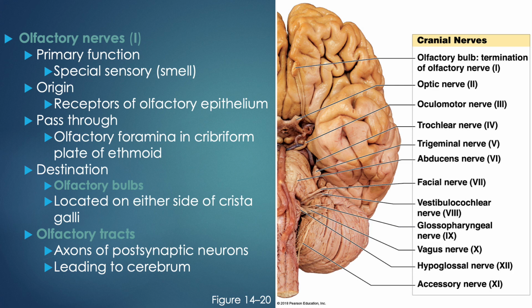So this is cranial nerve 1. The primary function of the olfactory nerve is for smell, right? This is a special sense, and it originates in the receptors of the olfactory epithelium. So it'll pass through the olfactory foramina in the cribriform plate of the ethmoid, which we'll take a look at in the subsequent slide, and the destination will be the olfactory bulbs. That's located on either side of the crista galli, and the olfactory tracts are going to carry that information with axons of postsynaptic neurons, which will lead to the cerebrum.